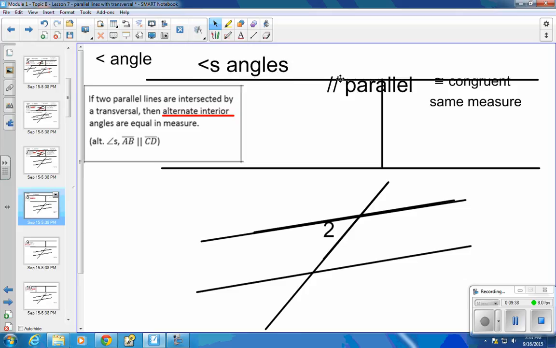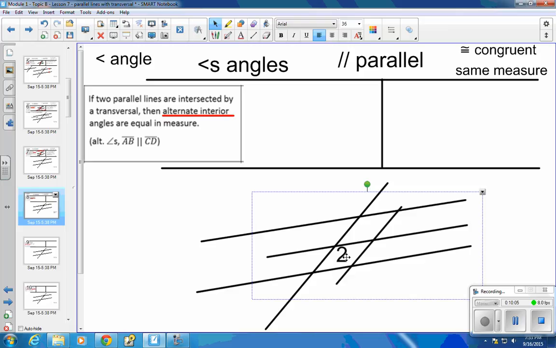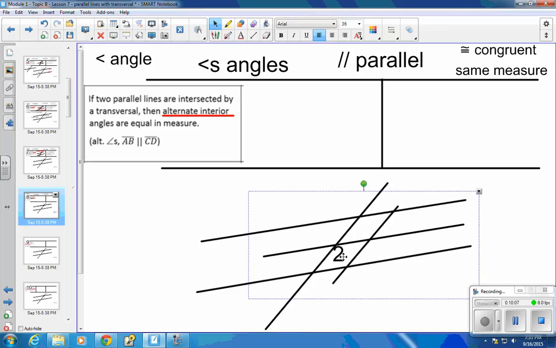Okay, so angles, parallel, congruent, same measure. So alternate interior angles. Alternate means to go the opposite. So on, off, on, off, on, off. I'm alternating between on and off. Boy, girl, boy, girl, boy, girl, boy, girl. I'm alternating between a boy and a girl. So I'm going the opposites. So this 2 would be alternate with this 2 down here, but that looks funny when I do this.